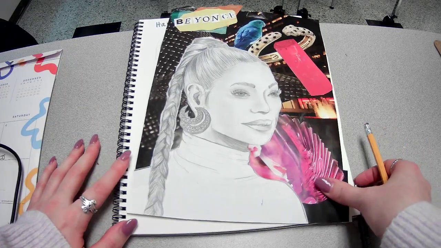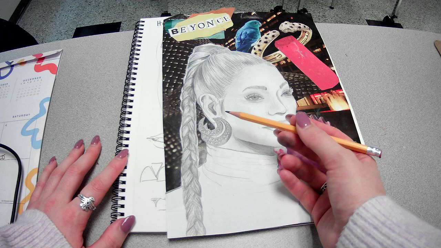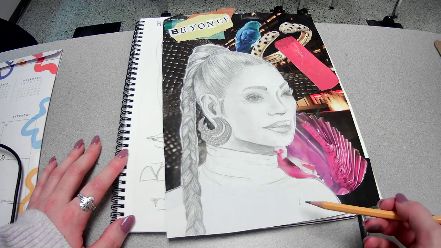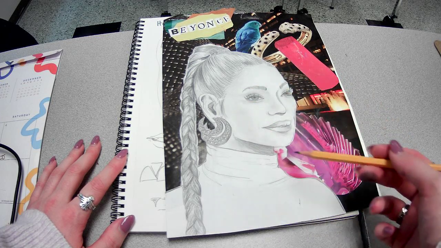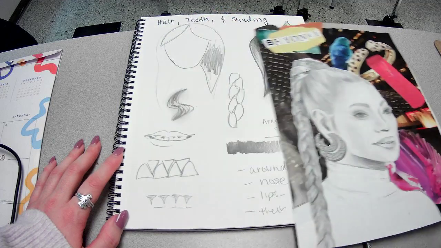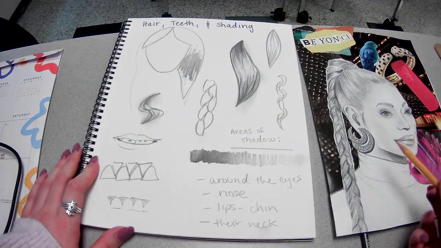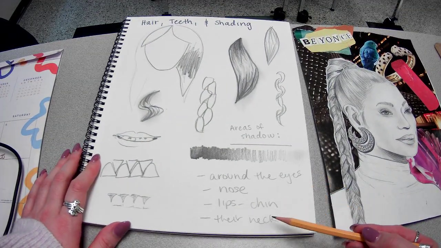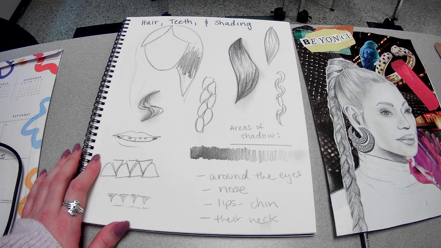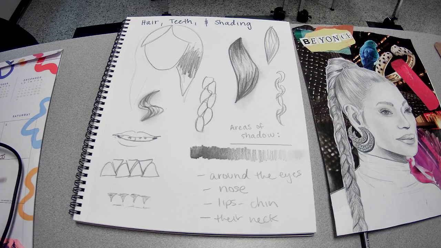And then obviously if you see any with the ears or around the hairline, or if there are shadows on their collarbones or their shirts. But mainly when it comes to the face, it's going to be around the eyes, nose, lips, and their chin, so where their lips cast a shadow onto their chin, and then around their neck. So make sure you're paying attention to those areas.